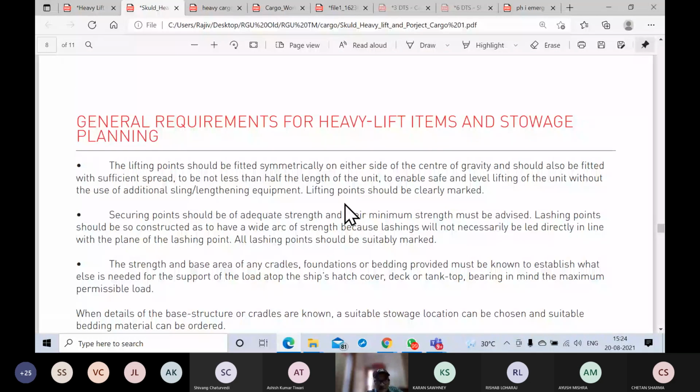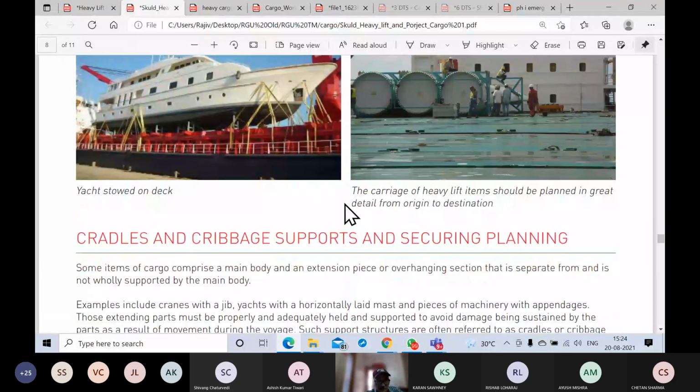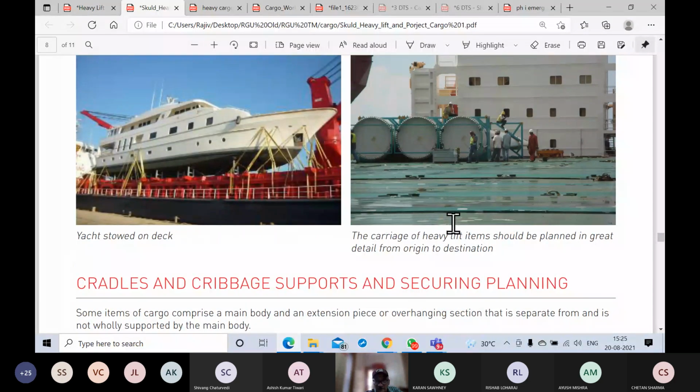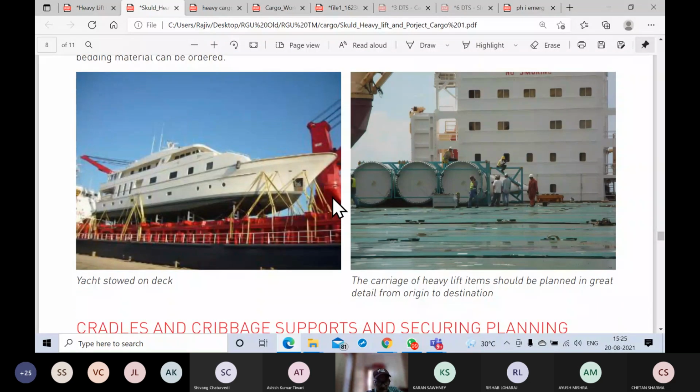Now we are looking at the examples of heavy lift yachts stored on deck, carriage of heavy lift items on deck in a cradle. Cradles are also very important because they give you strength for putting it on deck. These type of cradles. Note the securing of the yacht. Not only is it a heavy lift item, it also becomes an expensive cargo. Good freight the ship owner will have.